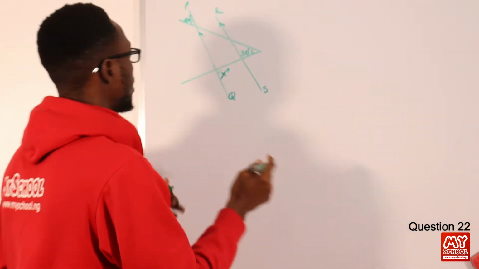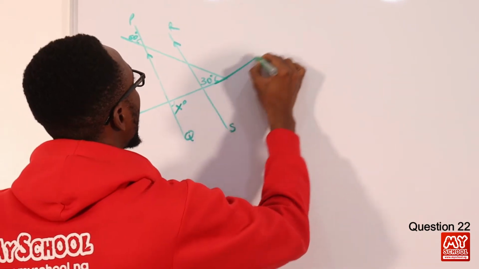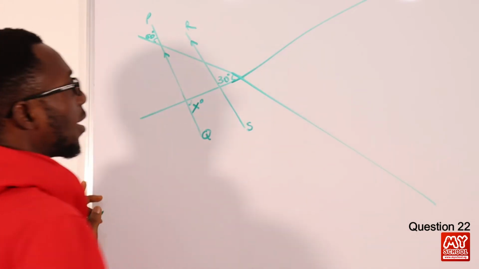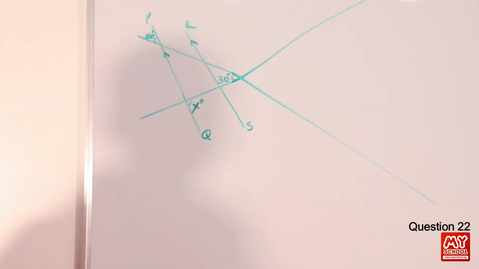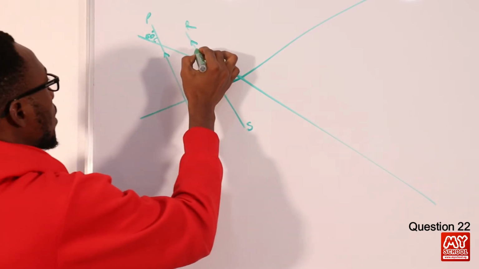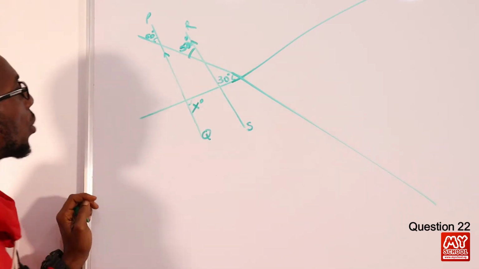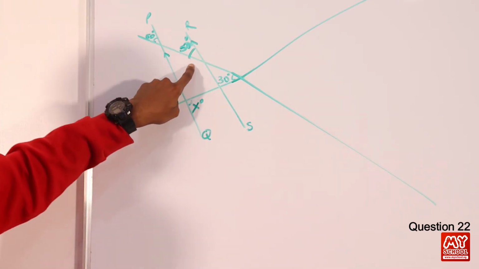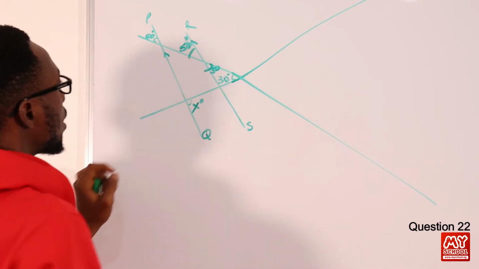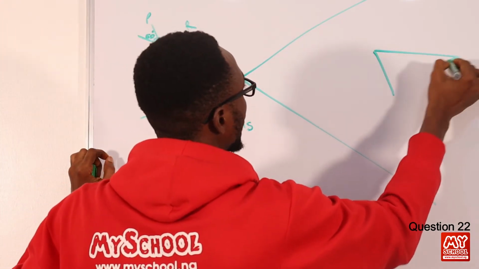All right, so this diagram, we're going to work with this. So let's just do an extension like this, right? Then an extension like this. All right, so look at this. This corresponds to this, isn't it? So this is also 50 degrees, right? If you look at this, this is vertically opposite. So that means here as well is 50 degrees. And this looks like a triangle. Look at this, this is actually a triangle, right?